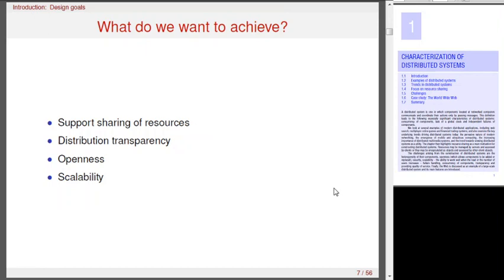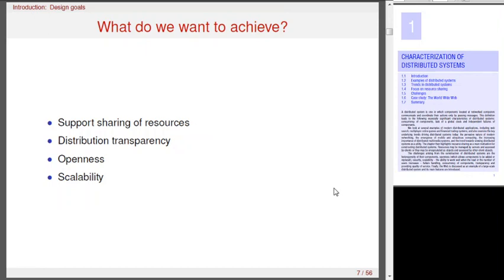What do we actually want to achieve with this distributed system? We want to share resources. Sometimes some resources are at one node, and some resources are at another node, and we don't want the users to bother remembering the address of each node for different resources. They can interact with one system for their resources. That will be easy for them. So supporting the sharing of resources is one application that we need.